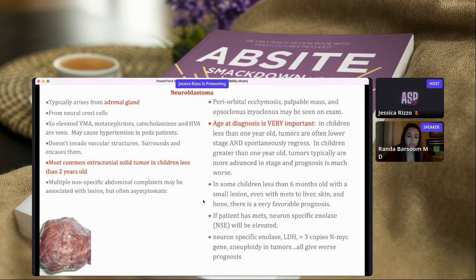All right, neuroblastoma. So a couple of tumors just to wrap up. Neuroblastomas typically arise from the adrenal gland, from the neural crest cells. These are the most common extracranial solid tumors in children less than 2 years old. Age of diagnosis is actually very important for the prognosis, because if the baby is diagnosed before the age of 1, the tumors are often lower stage and spontaneously regress. However, as the baby grows older, for example after the age of 1, these tumors are much more advanced and prognosis is actually a lot worse. Next.